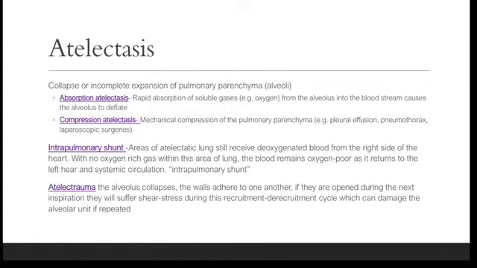The next, or the consequence of atelectasis, is that it creates something called an intrapulmonary shunt. And the intrapulmonary shunt occurs when areas of atelectatic lung are still receiving blood supply from the right side of the heart, but because there is no gas supply to that collapsed alveolus, the blood remains oxygen poor as it moves through the lung and back to the systemic circulation.